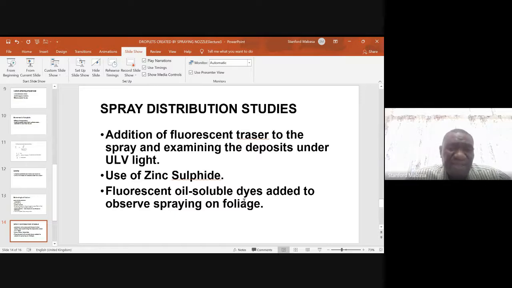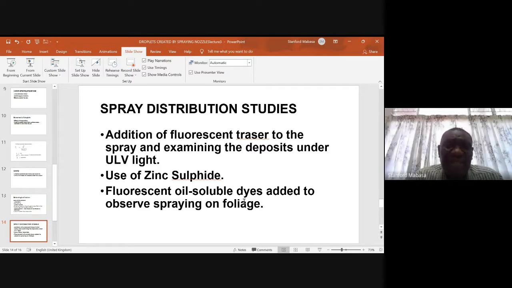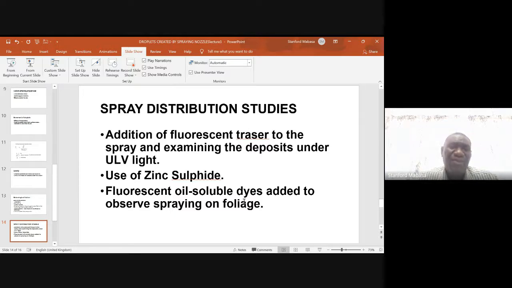You can also use zinc sulfide to increase visibility so that you can see your spray pattern. Or you can use fluorescent oil soluble dyes, which are added to observe spraying on the foliage or leaves. So these are some of the things which can aid our understanding concerning spray outputs or spray droplets.